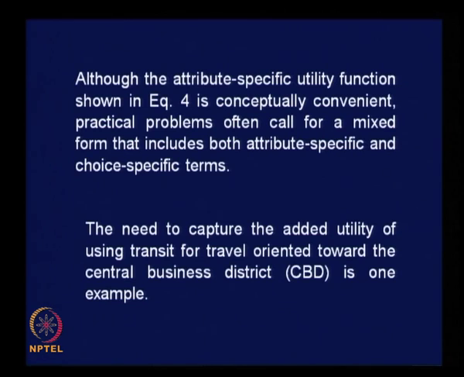Why this is given as an example? How there is added utility for the transit when the travel is towards CBD. CBD is city center where most of the activities are concentrated. So, people travel to city center, the movement is going to be towards city center in the morning peak and then away from city center in the evening peaks. That will be the normal travel pattern.